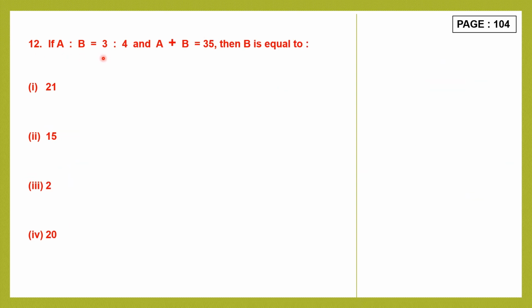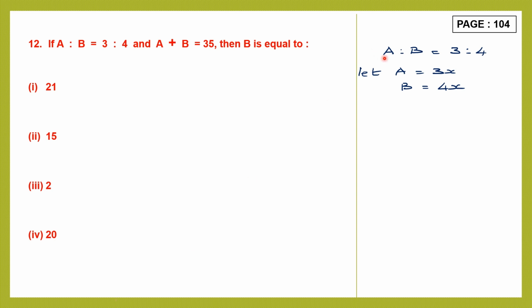Question 12. If A is to B is equal to 3 is to 4 and A plus B is equal to 35, then what is B equal to? One of these. So let's take this down here. Now here it's given as A is to B is equal to 3 is to 4. Now we'll take A as 3x and B as 4x based on the ratio given to us.